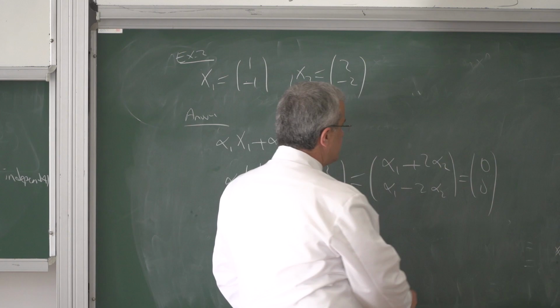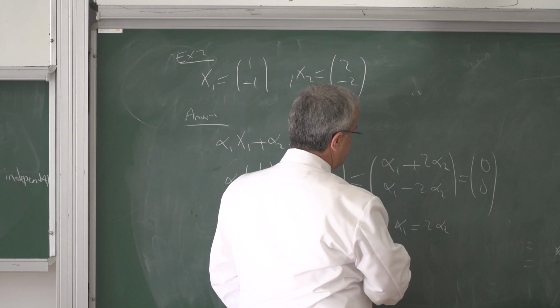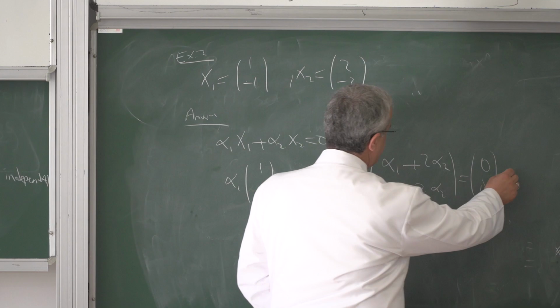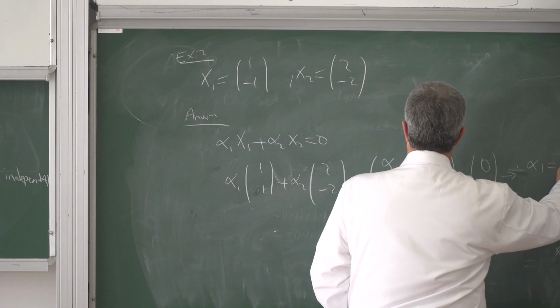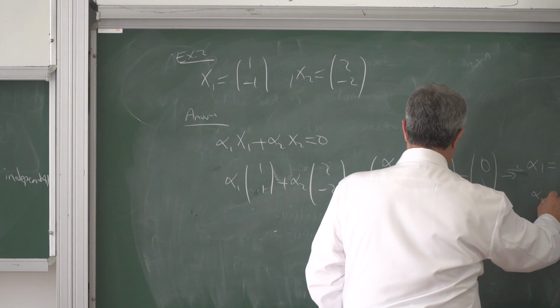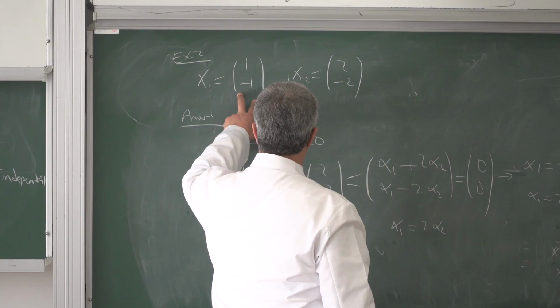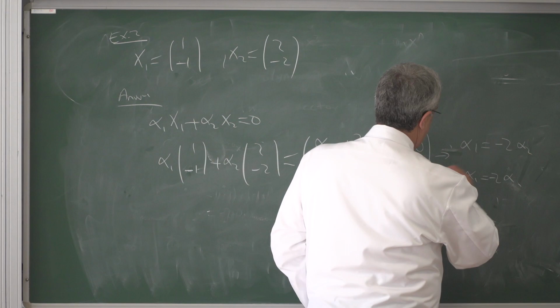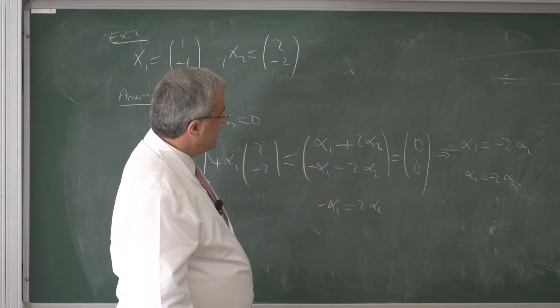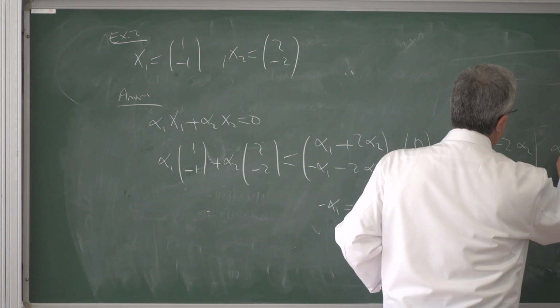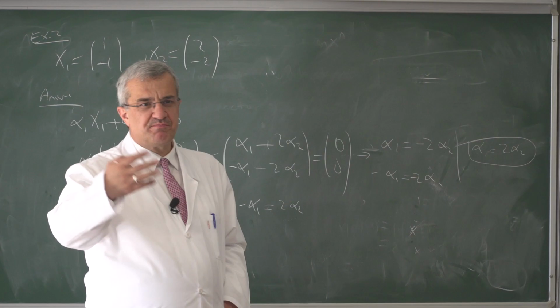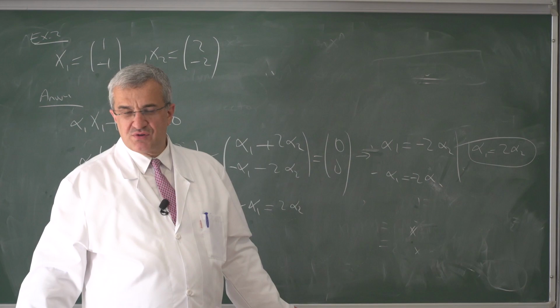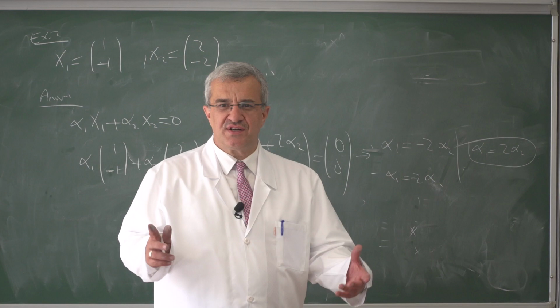So the first one tells me alpha 1 is equal to minus 2 alpha 2. I'm sorry, the second one is minus alpha 1 minus 2 alpha 2, so it tells me alpha 1 is equal to minus 2 alpha 2, and basically both of them give me the same thing. So how many solutions do I have? I can just pick alpha 2 anything I want, and alpha 1 is just minus twice that. So therefore, these are linearly dependent, because there is a non-zero solution.